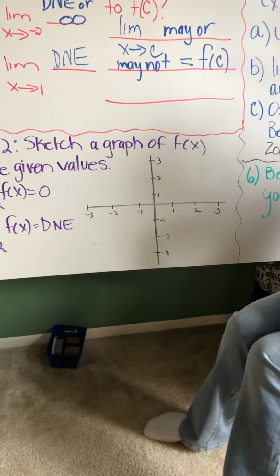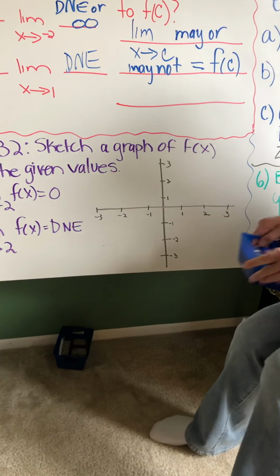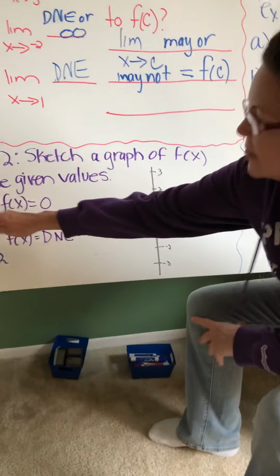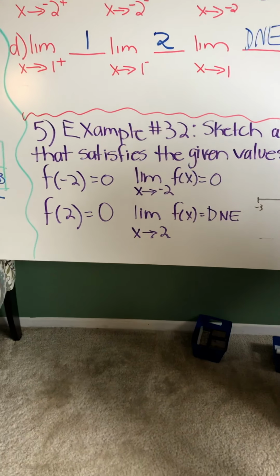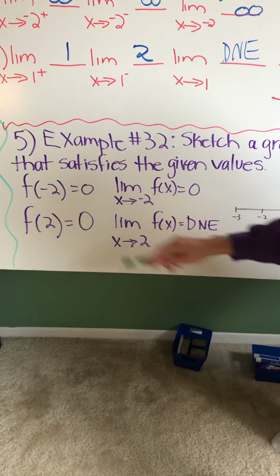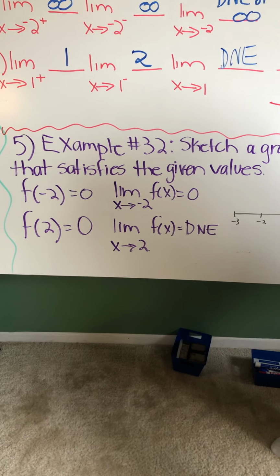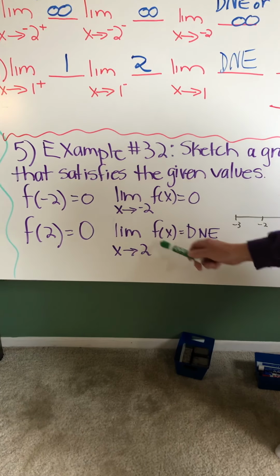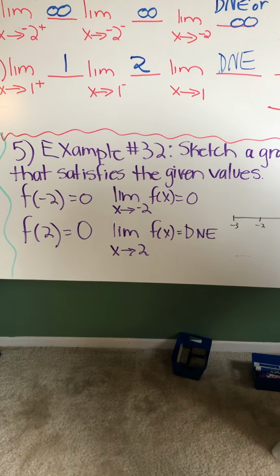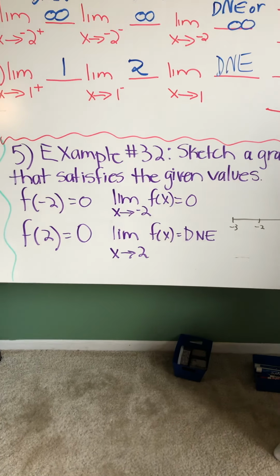Let's try it. Let's see if green shows up. So here's the 4 conditions I have to meet. F of -2 equals 0, f of 2 equals 0. The limit as x approaches -2 of the function has to equal 0. But the limit as x approaches 2 of the function has to not exist.